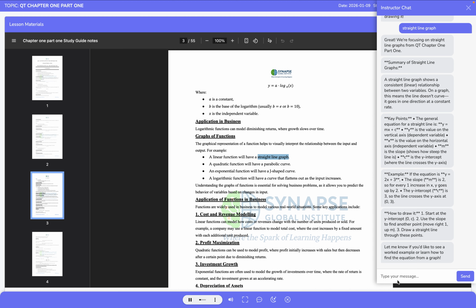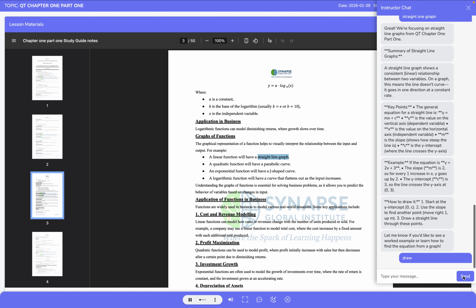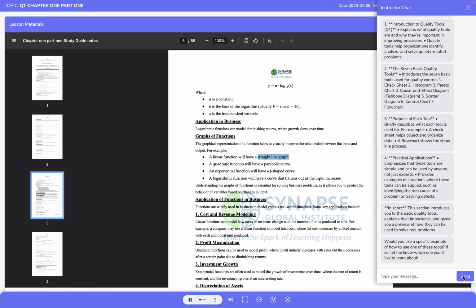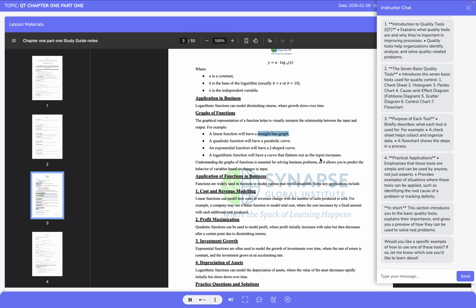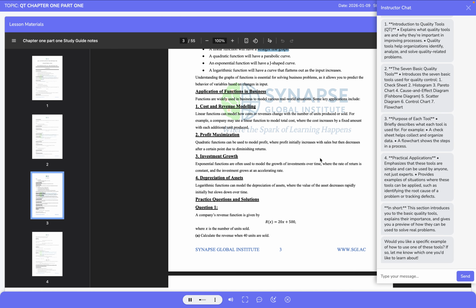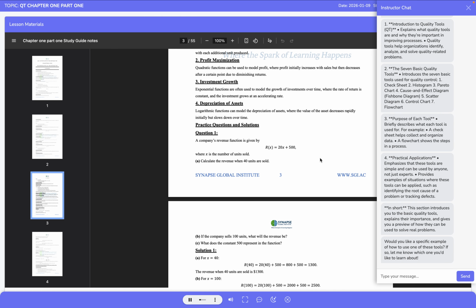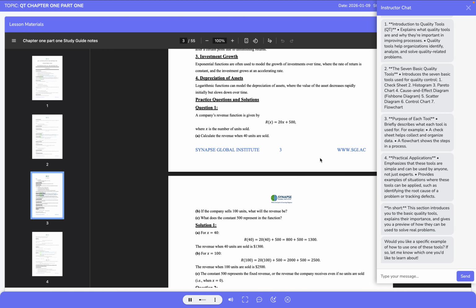Exponential functions are used to model investment growth over time, when returns are reinvested and grow at a constant rate. Logarithmic functions can be used to model depreciation of assets, where the value of an asset falls rapidly at first and then more slowly as time goes on. Let us now work through the practice questions, and I encourage you to actively follow each step and use the chat if any calculation is unclear.